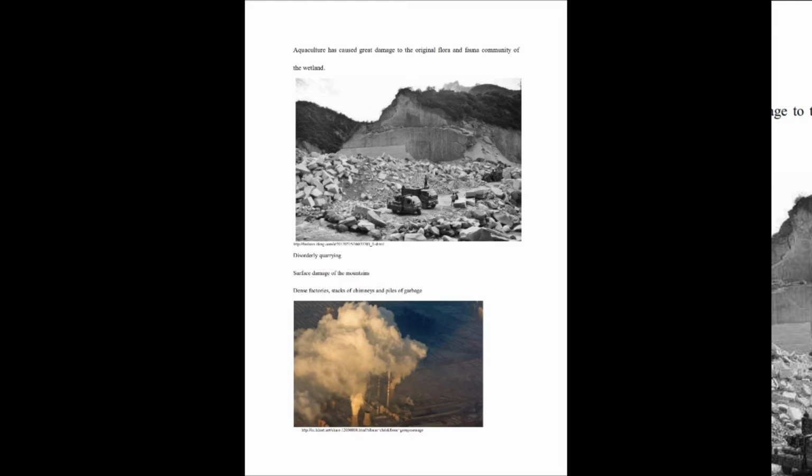Disorderly quarrying has also caused damage to the mountain along the river. Along the bank of the river, there are dense factories, stacks of chimneys, and piles of garbage, which have greatly damaged the natural scenery and ecological environment of the river.